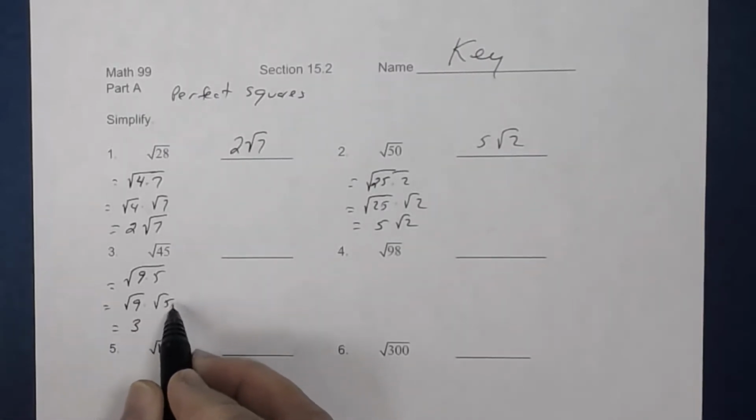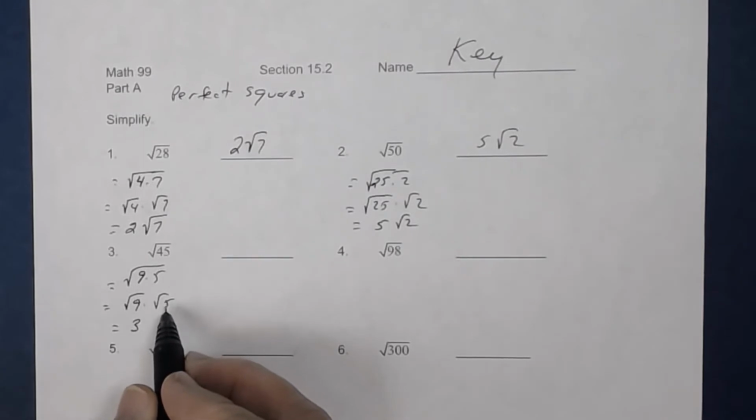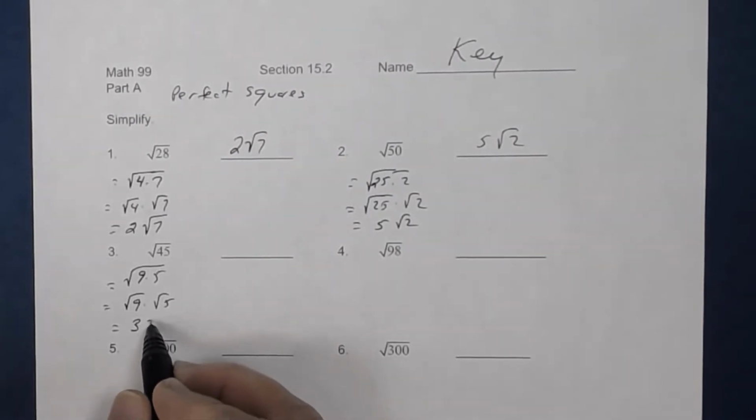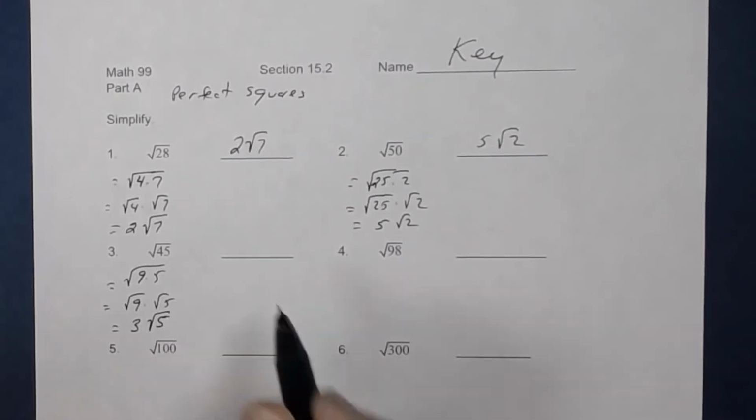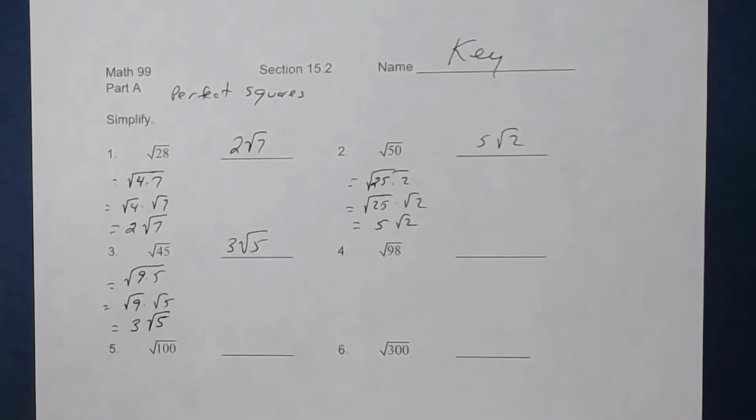And then you ask yourself, can I simplify the square root of 5 any further? No, because the only perfect square that goes into 5 is 1, so you're done. That's 3 times the square root of 5. So 3 times the square root of 5. Okay? All right, number 4.